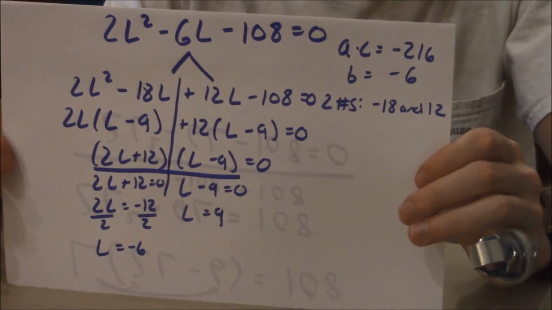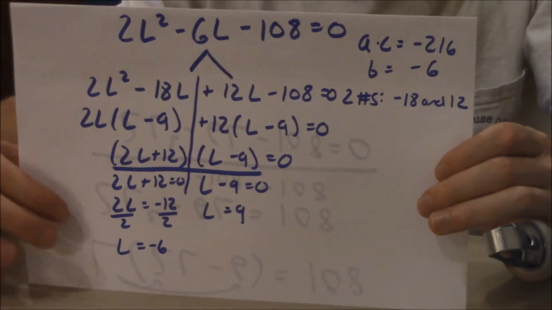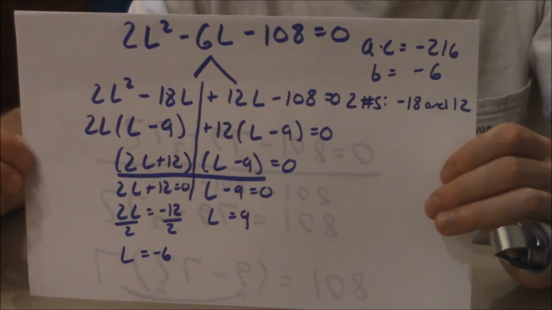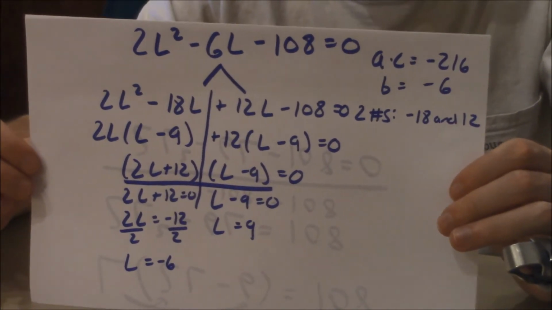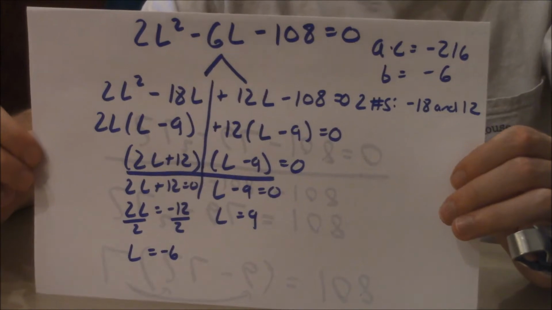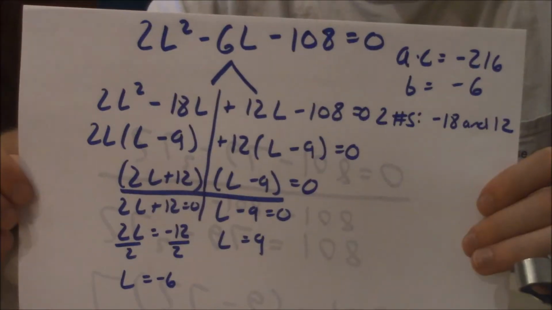When solving this equation, we should have found 2 possible values for L, -6 and +9. When I say go, turn and talk with your partner, which one of these is the correct length and why? Go. And come back together in 3, 2, 1, time.